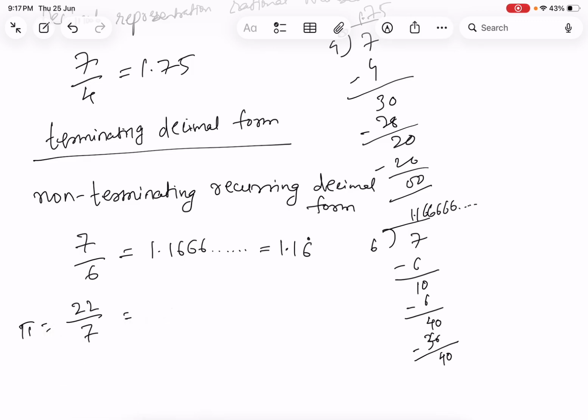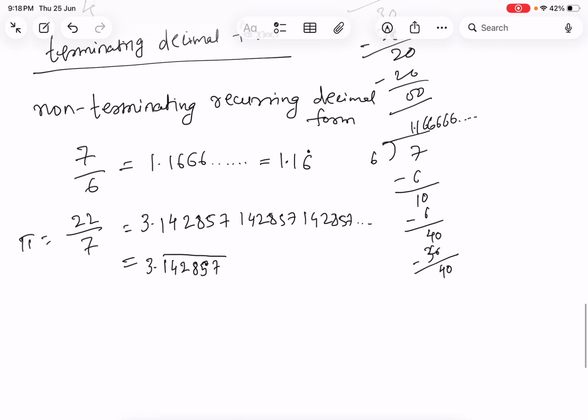Similarly, we have the number 22 by 7, which is the approximate value of pi. When you divide 22 by 7, you get 3.142857142857142857, and this will repeat 142857. So instead of writing this repeating part, you can write 3.142857 where 142857 is recurring. To represent more than one digit as recurring, you just put a bar above it.